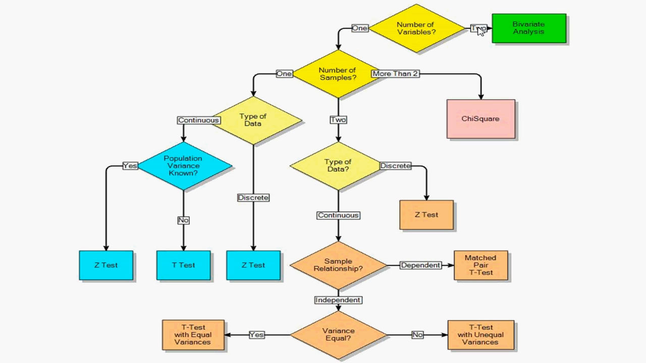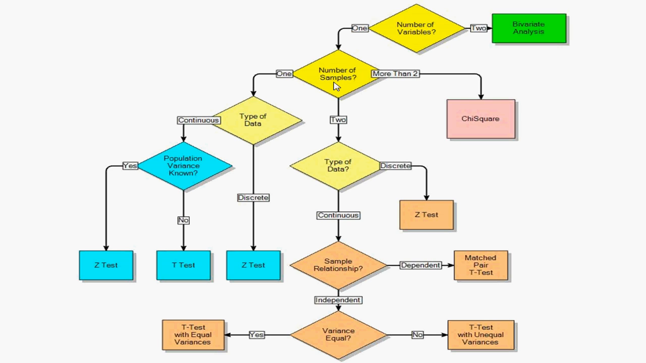Now, because we're looking at inferential data and we're looking at it as sort of an introductory perspective, I'm only going to deal with some of the simpler bivariate analysis. So let's assume that we have but one variable. The next question is, how many samples do we have? If we have only one sample, one variable, one sample, then we're going to fall into this block, and you'll notice that the tests here in sort of a turquoise color tend to be either z-tests or t-tests.